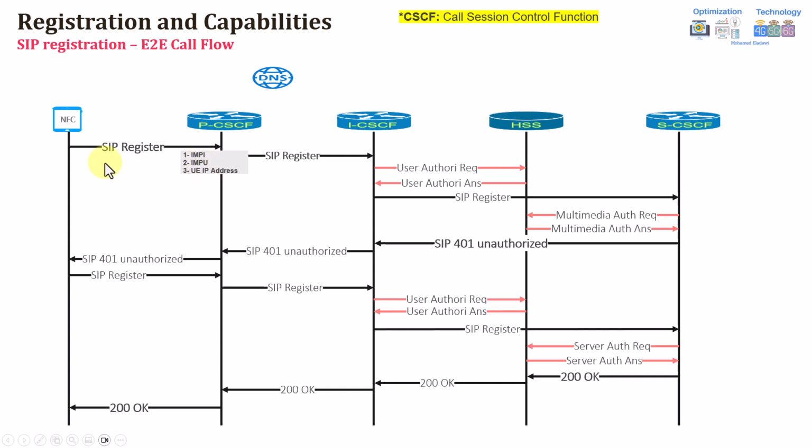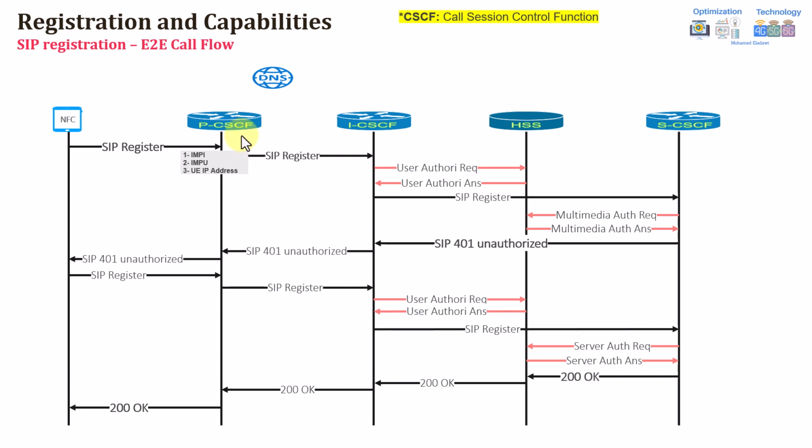The third piece of information is that the UE is telling the P-CSCF, or the proxy call session control function, its own IP address. It's telling it, this is my IP address, where whenever you would like to send any response or any feedback, you need to send it to this particular address. Now the same information will be forwarded from the proxy CSCF to the interrogating call session control function, which is I-CSCF.